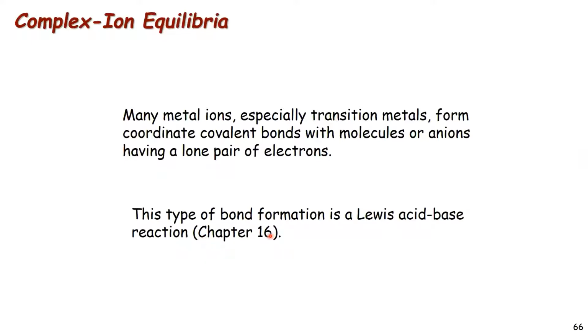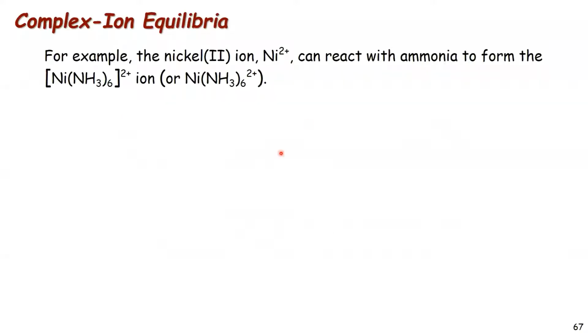Now, this type of bond, we've already talked about. It's a Lewis acid-base reaction. We talked about that in chapter 16. So the coordinate covalent bond, a lone pair on one atom from a molecule or ion, is going to form a coordinate covalent bond with an empty orbital on the metal. And so that's why we call these coordinate covalent bonds, and these things are going to form our complex ions.